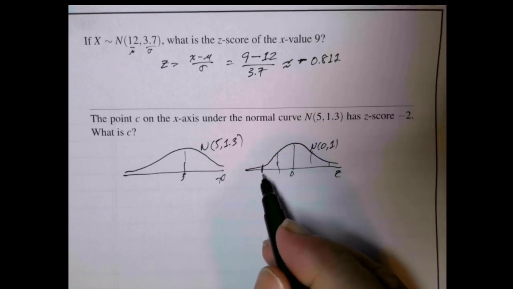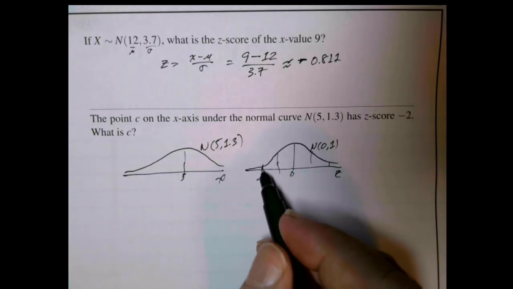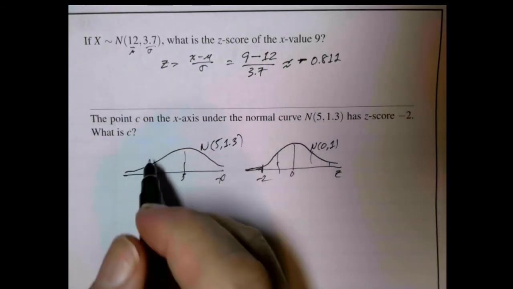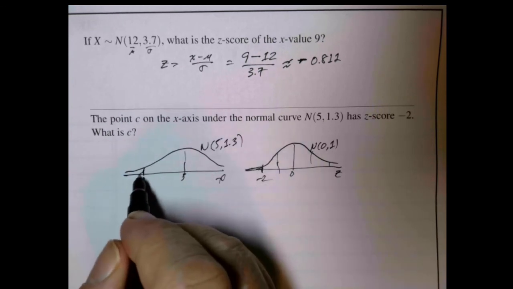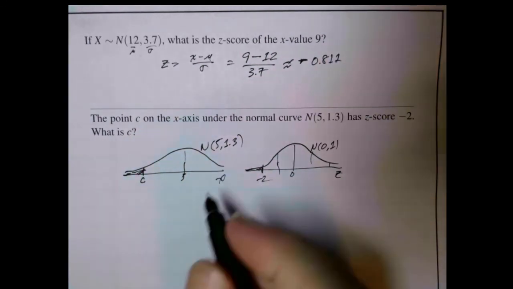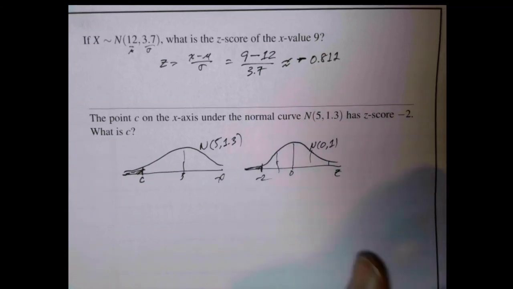Over here, I know where -2 is. It's right there. And so I know that the area to the left of -2 under the z-curve has to be the same as the area to the left of C under the x-curve over here, this one right here. To actually find C, I'm just going to use the z-score formula.